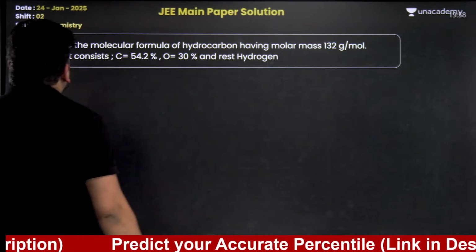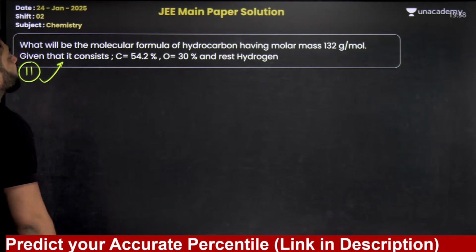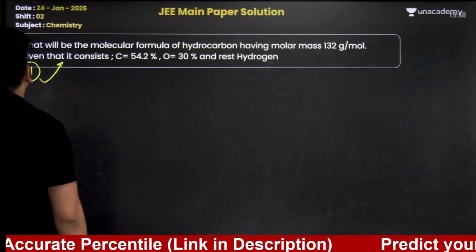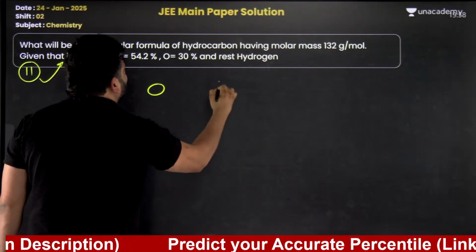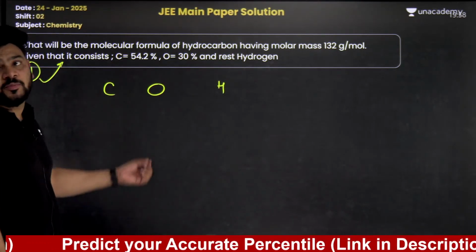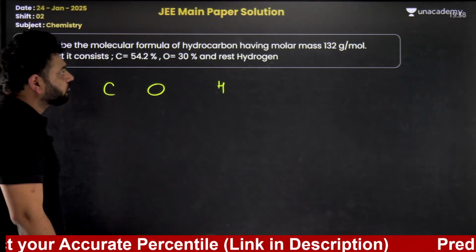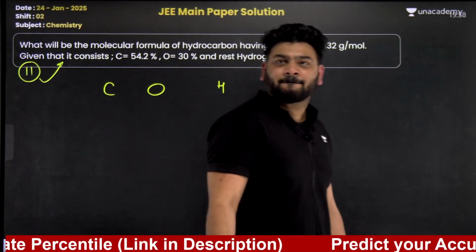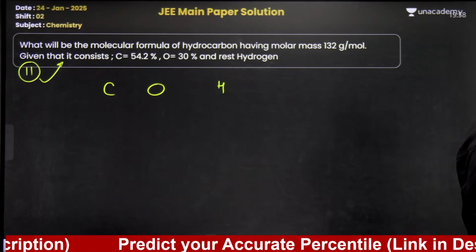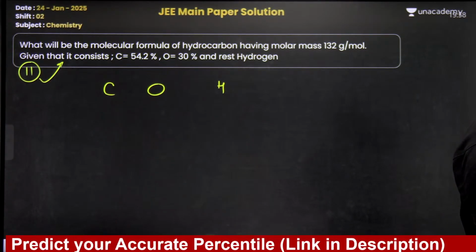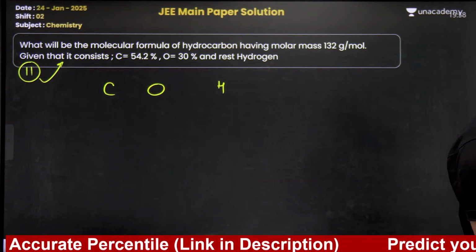The question is pretty simple, saying that the molecular formula of the compound having a molar mass of 132 gram per mole, and given this information. So we have carbon, we have oxygen and we have hydrogen. Now if you want me to distribute all of these, this is the last question I'm right now having, and then I will require further questions.